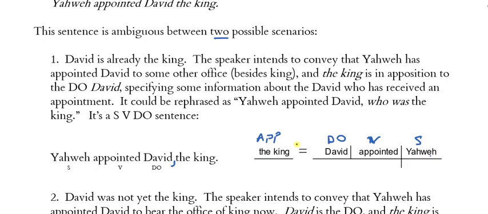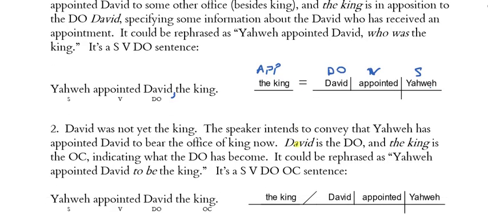Now, another possible scenario for the sentence is as number 2 says. Perhaps David was not yet the king. Maybe he's still a shepherd boy.